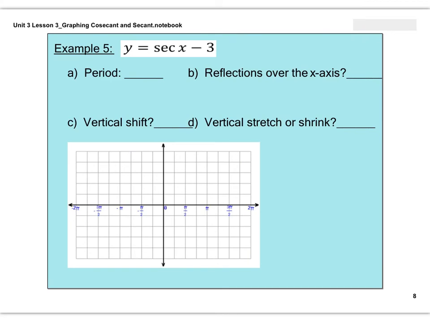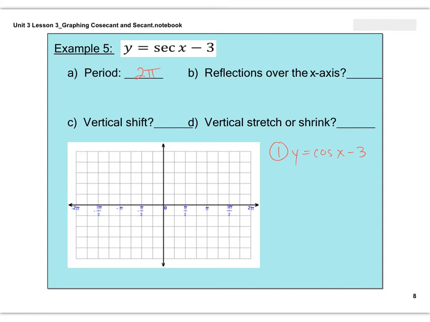Number 5. So we have y equals secant x minus 3. So we're really going to graph y equals cosine x minus 3. What's the period? Well, normally a cosine would have a period of 2 pi. It's still going to have a period of 2 pi. Because there's no k, there's no number in front of the x there that's going to change that.